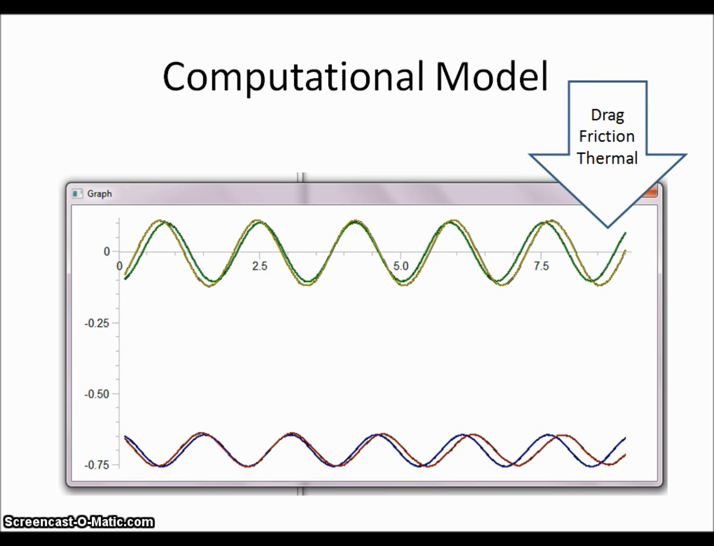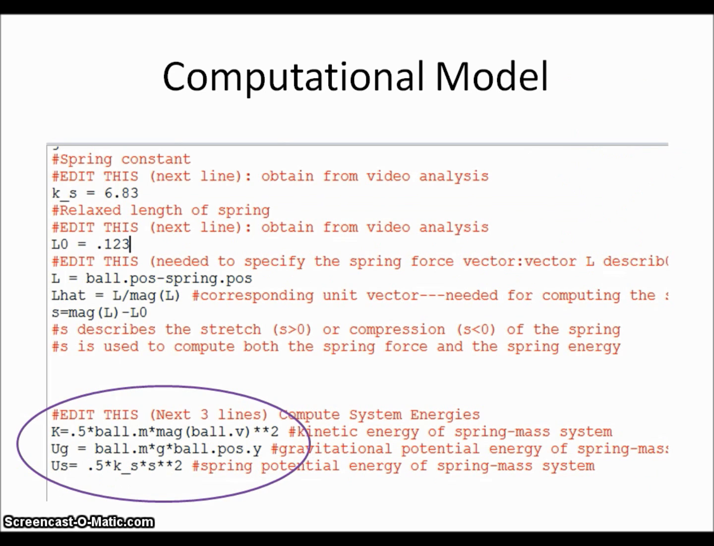That is likely due to transfers of energy from the spring mass system into the surroundings. So things like drag, friction, thermal energy of the spring, thermal energy in the mass, etc. We can also use the computational model to model the changes in kinetic and potential energy as the spring oscillates and moves the mass. These are the lines of code that are used to do that.